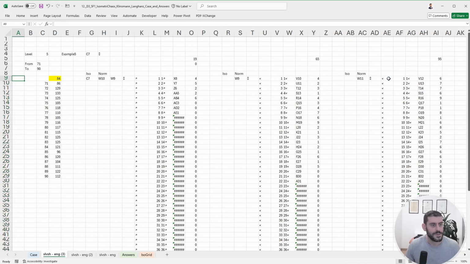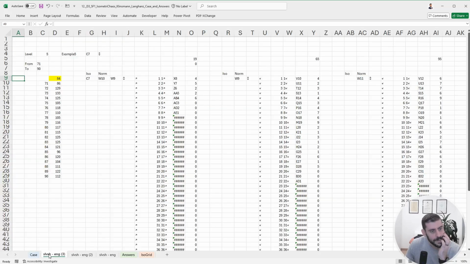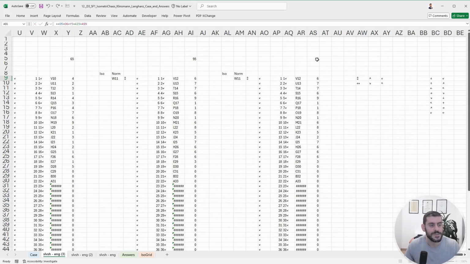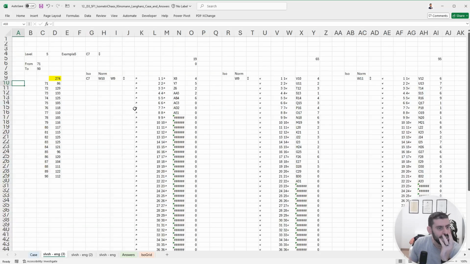Okay, so direction is up. Okay. So yeah, plus this, plus this, 274. Interesting. So at least I have some problems. Now we start only on isorefs instead of number cells. So we start in number cells. Okay, we don't need to sum this, but it's 0 in fact. Okay. That's interesting.